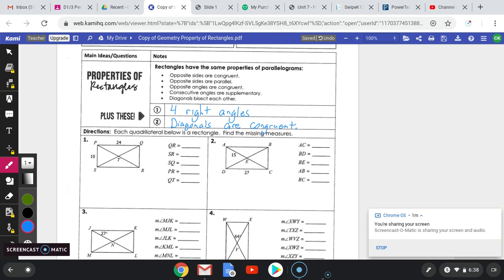So let's look at number 1 here. They gave you PQ is 24 and PS is 10. Notice this time they didn't give us any diagonals like with the parallelograms, and it is for a reason, which we'll see in a moment. So QR is 10 because it's opposite PS, and SR is 24 because that's opposite PQ. So that's nothing new there. But now we're trying to find SQ, which is this diagonal here.